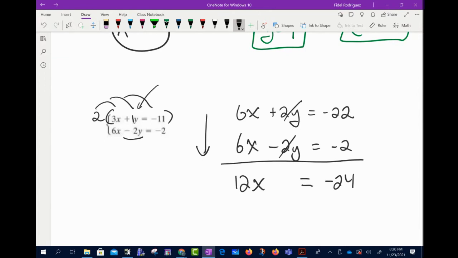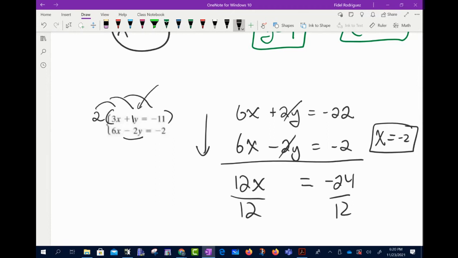Okay. And then what I'm going to do now is divide everything by 12. And I'm coming up with x is equal to negative 2, right? Okay, so just like we did before, now we know the value of x.